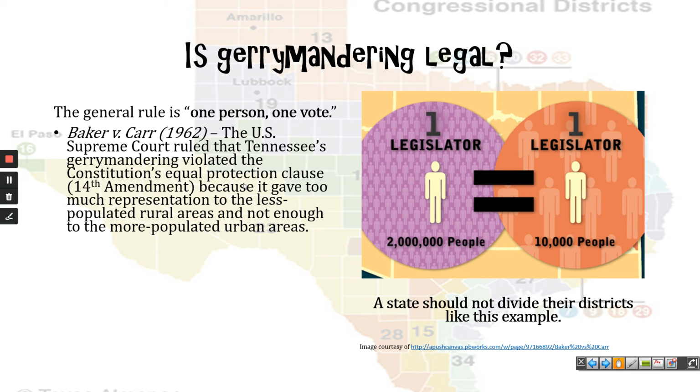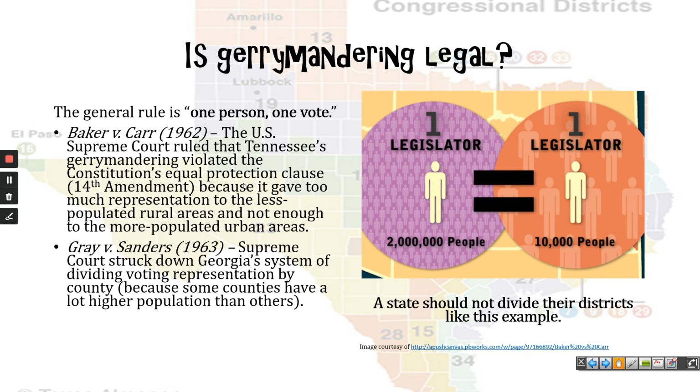But the Supreme Court formalized this concept in a couple cases in the early 1960s, Baker v. Carr and Gray v. Sanders, where they used this 1 person, 1 vote. First in Baker v. Carr, they talked about Tennessee's districts, and they said it was favoring people too much in rural districts.